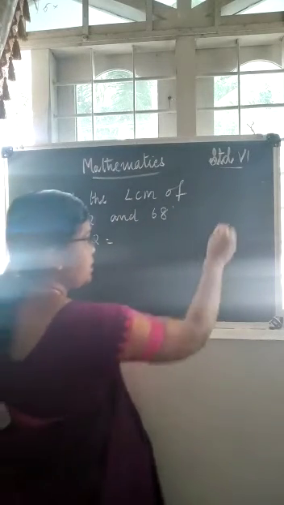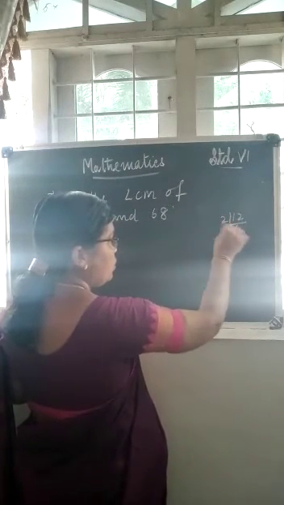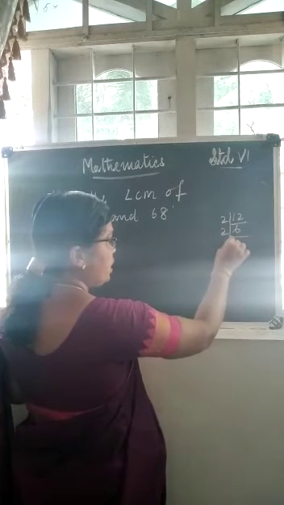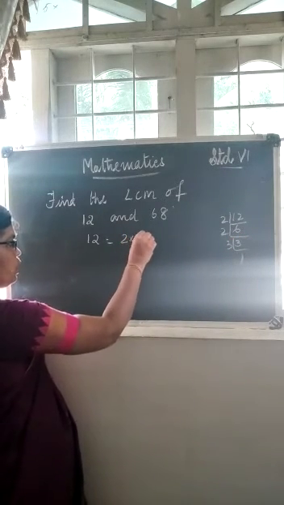Let us factorize 12, divided by 2. 6 2s are 12. 2 3 times. 3 1. The prime factorization of 12 is 2 into 2 into 3.